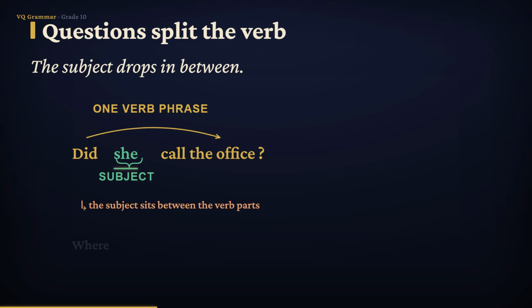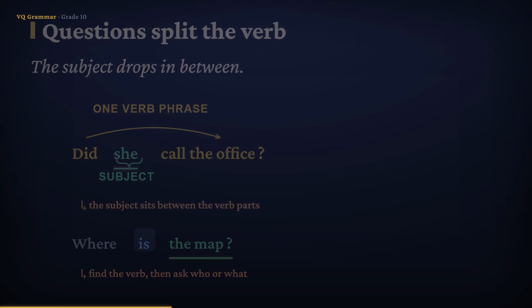Same idea here. Where is the map? Find the verb, which is, and then ask who or what. The map. So with any question, the move never changes, and the subject will show itself.